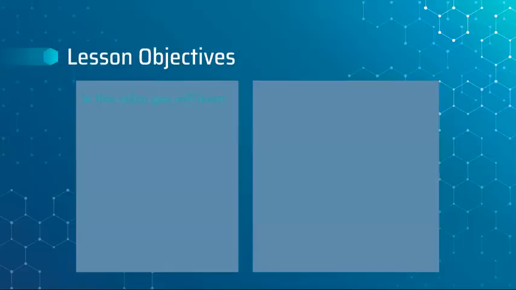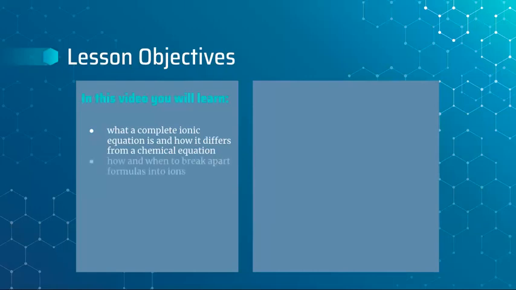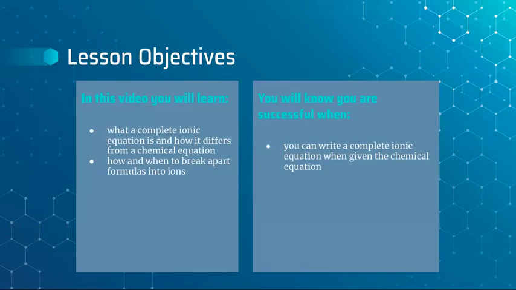So from this video, you will learn what a complete ionic equation is and how it differs from a normal chemical equation that you're used to seeing at this point. And you will learn how and when to break apart formulas into ions. You will know you're successful when you can write a complete ionic equation when given the chemical equation.